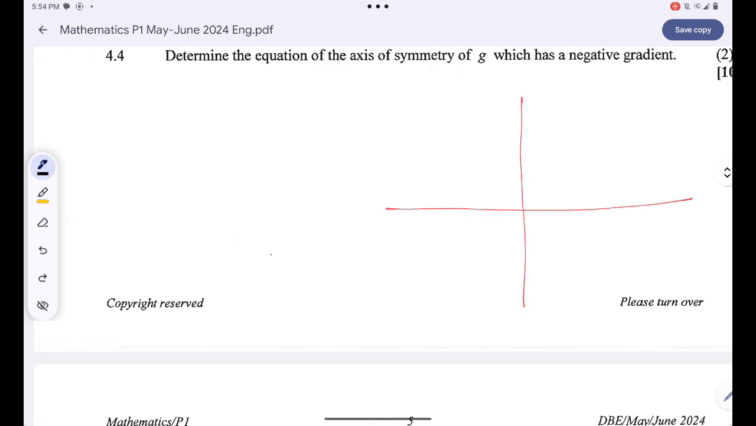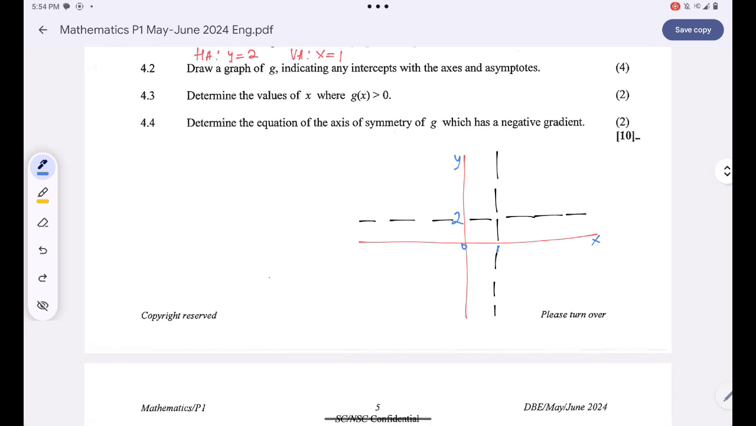Let me indicate my asymptotes in black. y is equal to 2, that's the first asymptote. And then the other one is over here, at 1. Obviously, I have the y-axis, 0, and the x-axis.